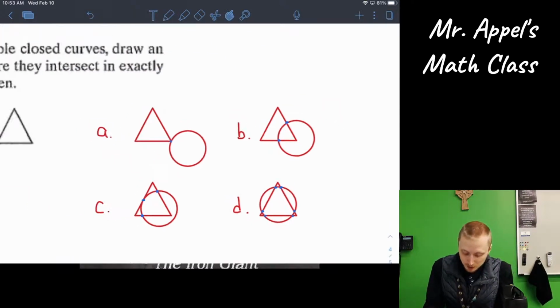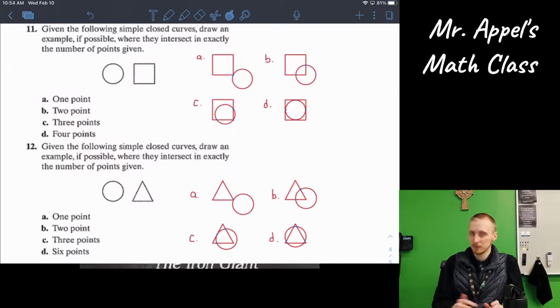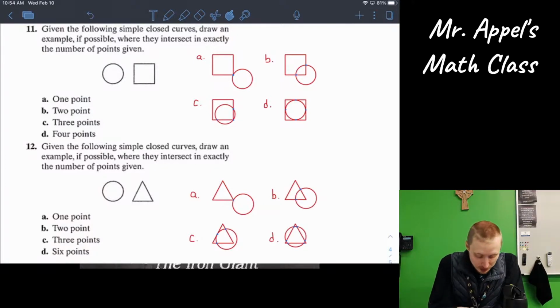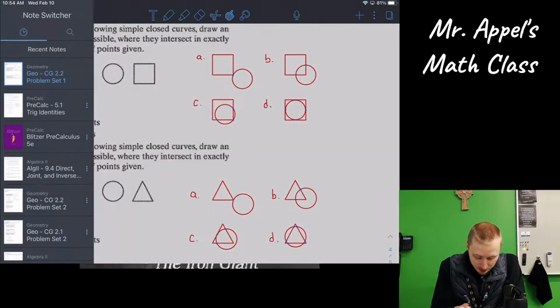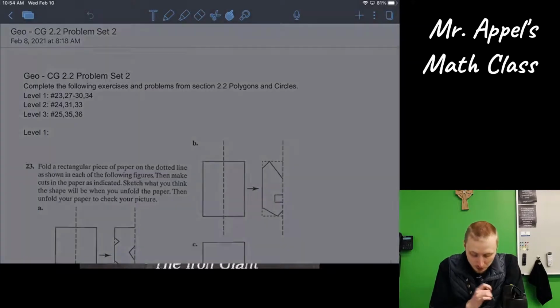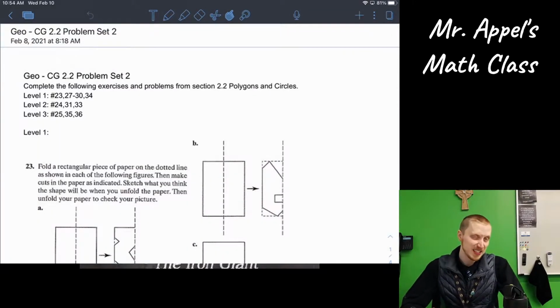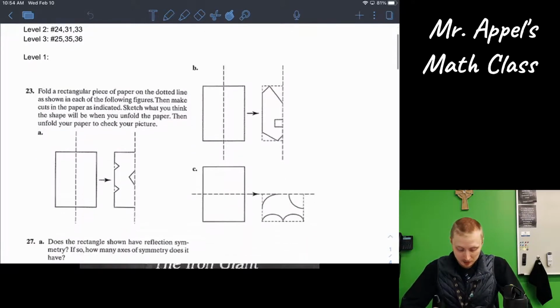Okay, last call for questions on this problem set. Okay, then your task for today, tonight, and tomorrow is problem set 2, which focuses in much more on the symmetry aspect.